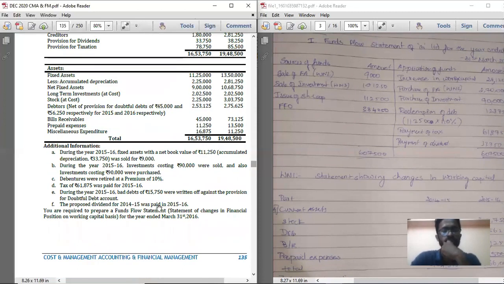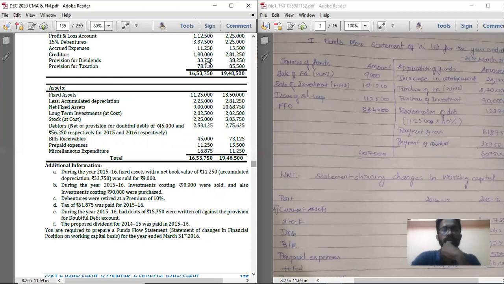So proposed dividend of 2014 was paid in 2015-16. So proposed dividend 33,750 in respect of application of funds, payment of dividend 33,750, and in respect of P&L adjustment account, to proposed dividend 38,250.